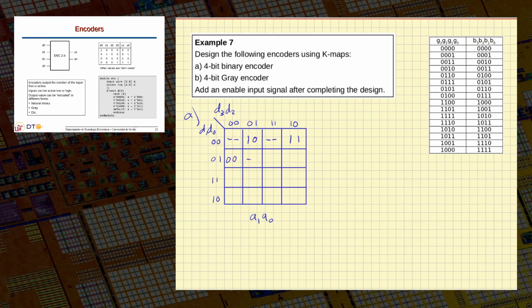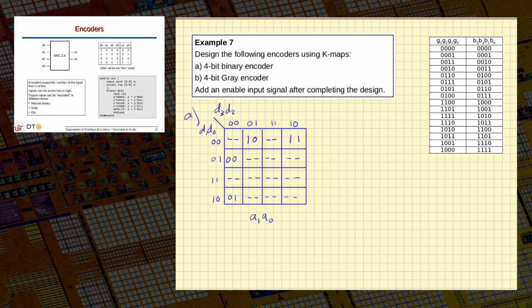Here we have two or more active inputs, so we don't care what happens in all those cases. All these are don't cares. Actually, there are only 4 interesting cases. This is the remaining interesting case where D1 is active, the output is 1. All these are don't cares, right?